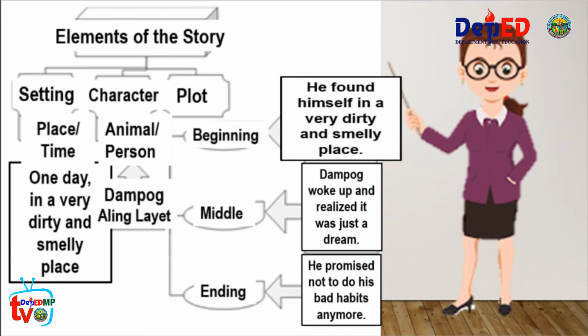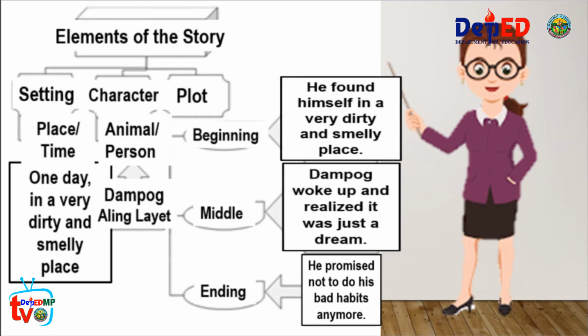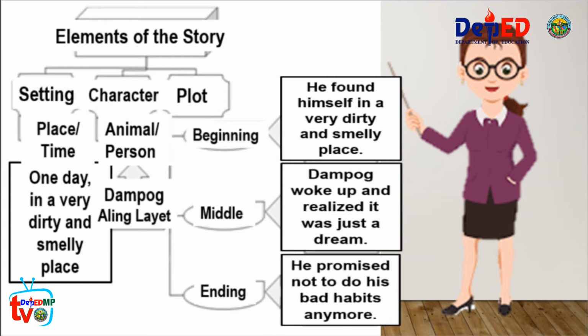The middle. It presents the action made by the characters to solve the problem. Example: Dampog woke up and realized it was just a dream. What about the ending? The ending tells how the story ends. Mostly, it gives the solution to the problem. Example: he promised not to do his bad habits anymore.